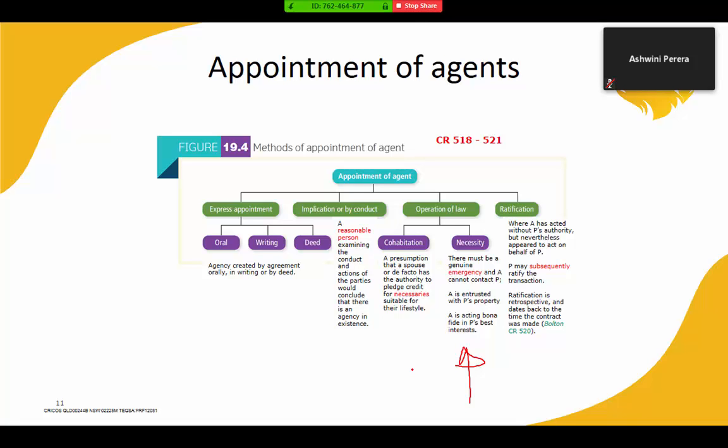That would be something around implication. So it's ostensible in the sense that it's implied. And what do you see? The first thing we talk about there, a reasonable person. So it has to be objective.